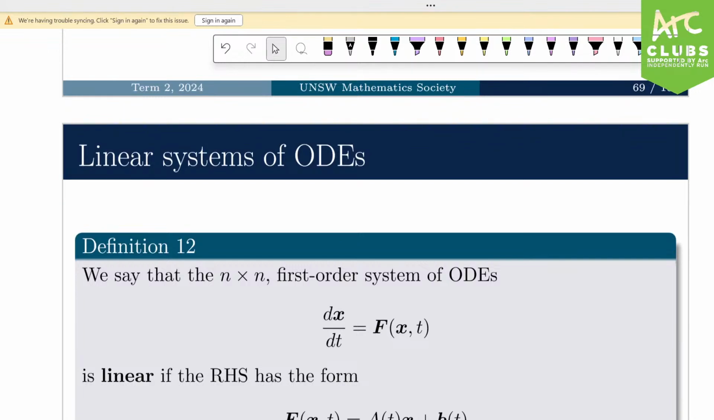So we move on to a definition. We have an n by n first-order system of ODEs given by dx on dt equals some vector function f of x and t. We say it's linear if we can write it in this form: some matrix A times x plus some vector b. We say that A is an n by n matrix, because this is n by n, and b is just a vector valued function. Now, the system is autonomous when A and b are constant. Remember, we said that autonomous systems were the ones that we wanted to focus on. So it gets quite nice when A and b are constant.